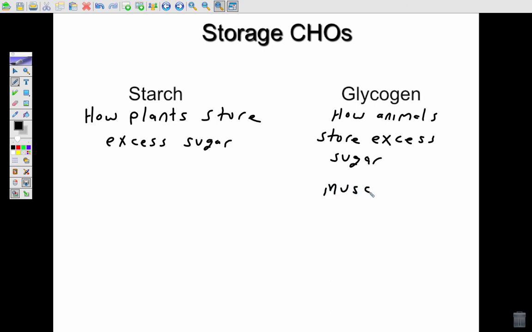Glycogen in animals is stored in two different places. You have muscle glycogen, and then you have liver glycogen. So when you had breakfast this morning and you were eating those frosted flakes, you had an excessive amount of sugar, and that excess sugar was stored in your liver as glycogen. And now later in the morning when you're out of the blood sugar that you had just from digesting your cereal, the liver can release some of that glycogen to keep your blood sugar up.